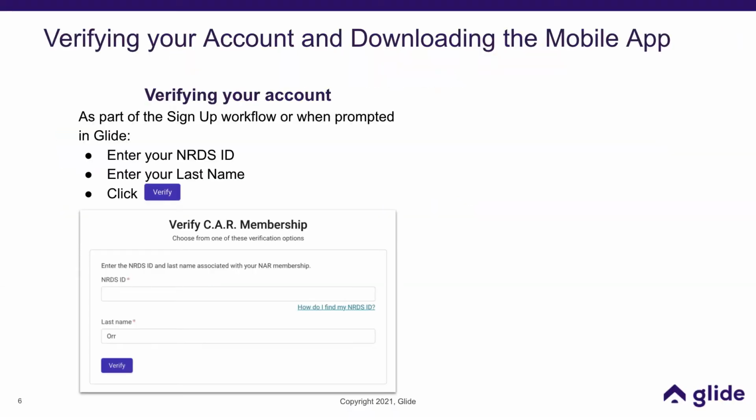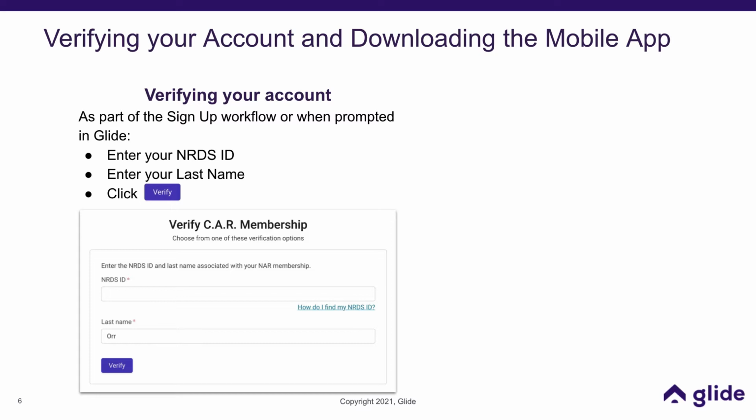To verify your account to make sure that you can get access to the form library in Glide, either as part of the workflow when you're signing up for a Glide account, or when you're prompted in Glide, you're first going to enter your NRDS ID. Then you'll enter in your last name, and finally, you'll click Verify. Once your account is verified, you're going to have access to the entire CAR standard form library.